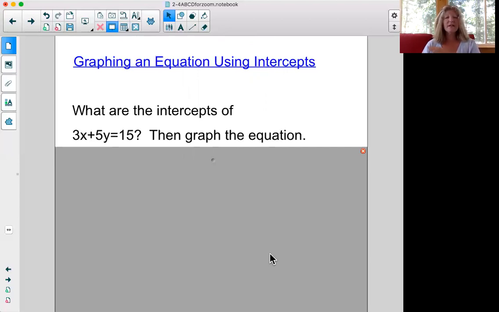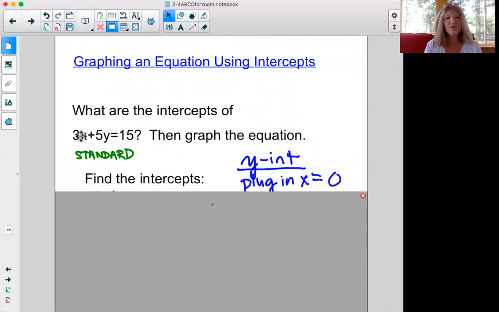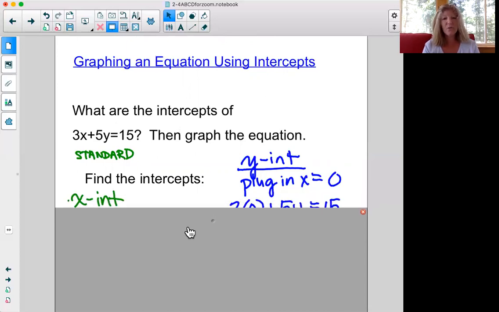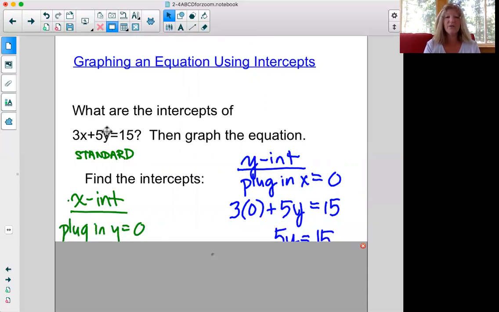And when the line crosses the y-axis, x is 0. And when a line crosses the x-axis, y is 0. And so we can use that knowledge to find our x and y intercepts. So this is given to us in standard form. To find the y-intercept, we'll put in a 0 for x. So we'll put in a 0 wherever we see x, and we'll solve for y. Whereas for the x-intercept, we'll put a 0 in for y and solve for x.